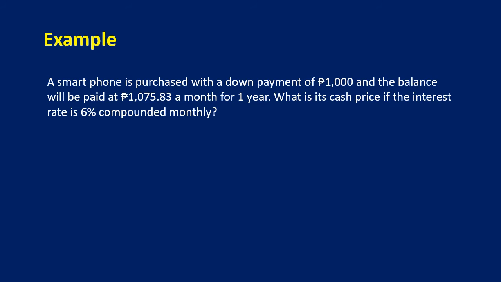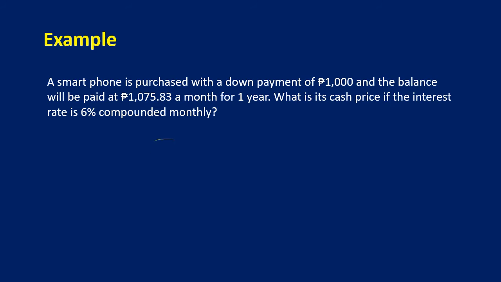A smartphone is purchased with a down payment of 1,000 and the balance will be paid at 1,075.83 a month for 1 year. What is its cash price if the interest rate is 6% compounded monthly?